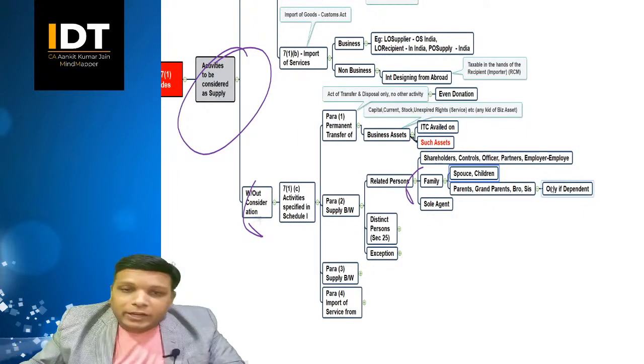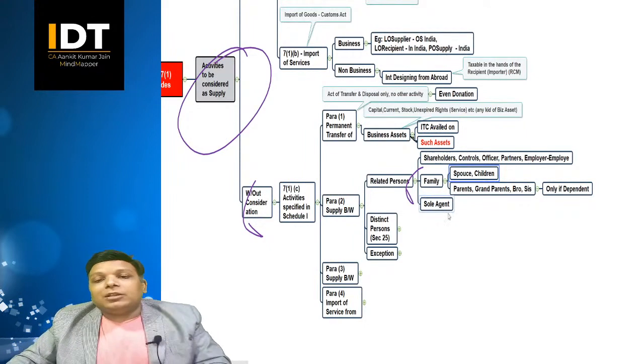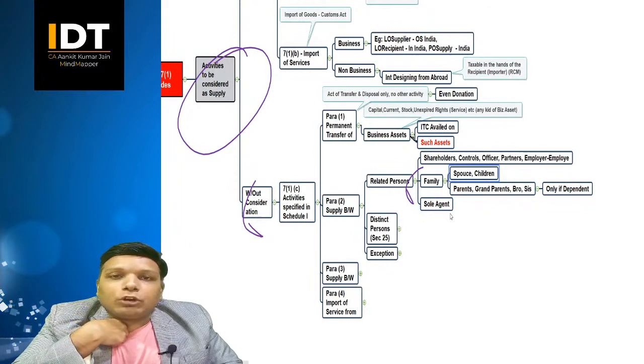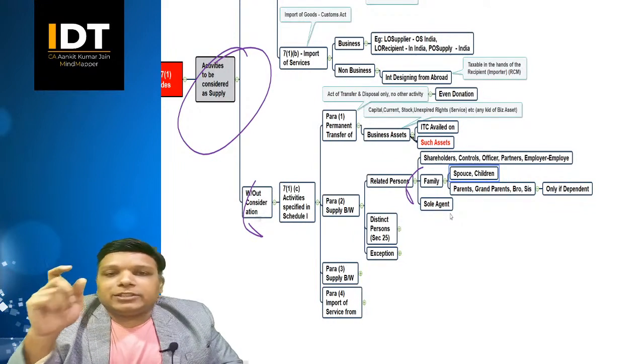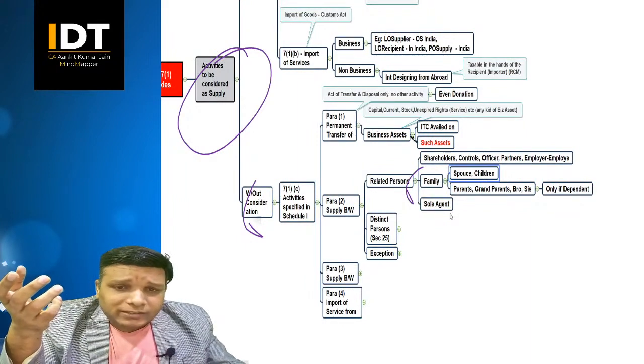Right? Now, sole agent will also be part of your related party. What does sole agent mean? I have appointed one particular person who is going to do the dealing for me, who is going to be the sole agent, whether I am going to buy the goods or I am going to sell the goods. Clear, everybody? Is it clear to you guys?